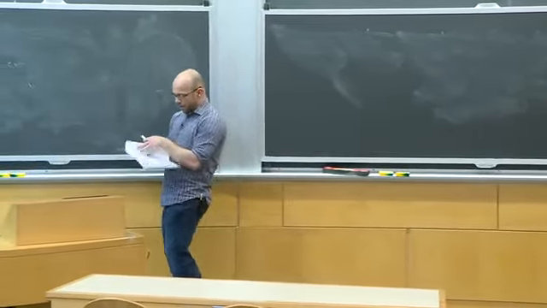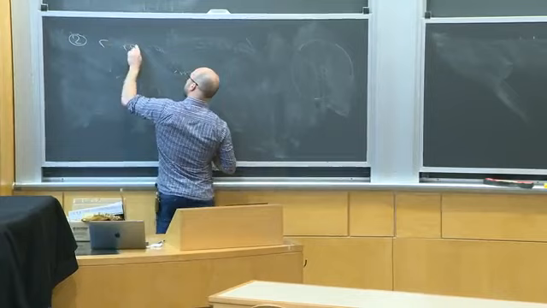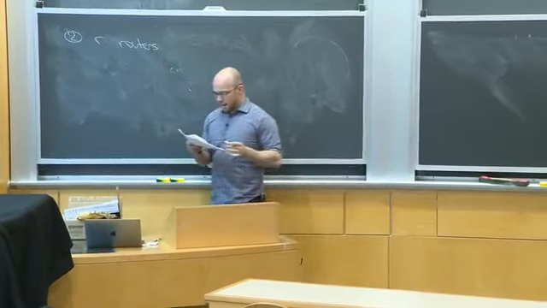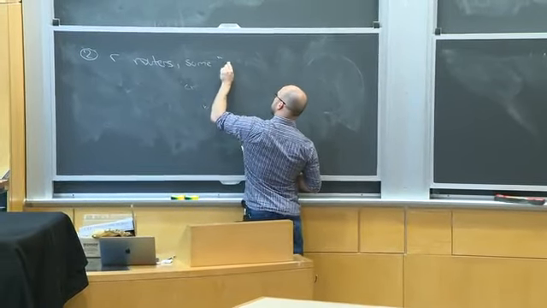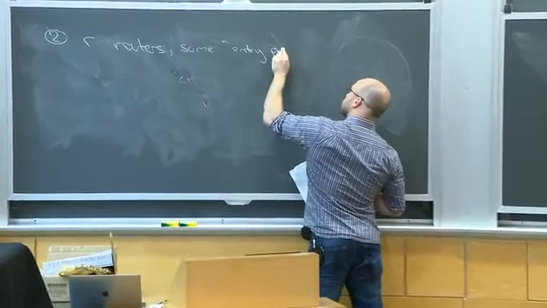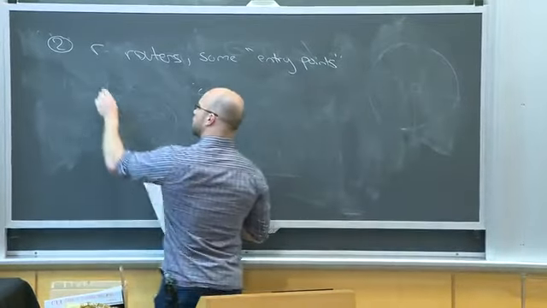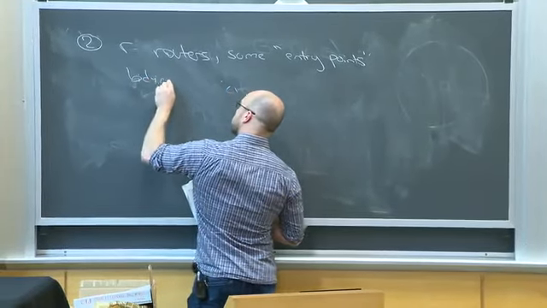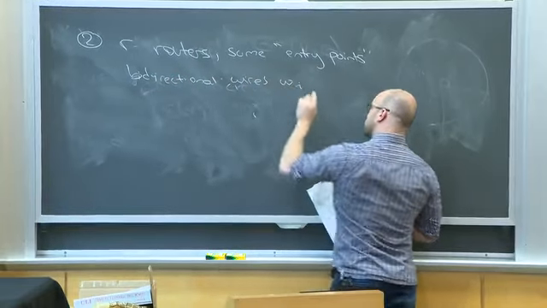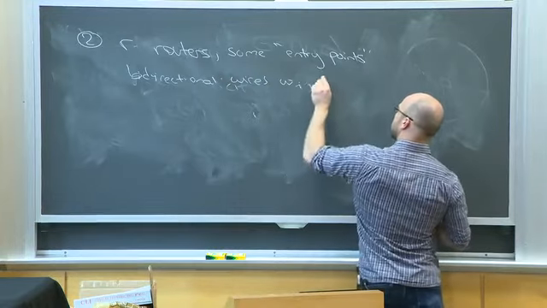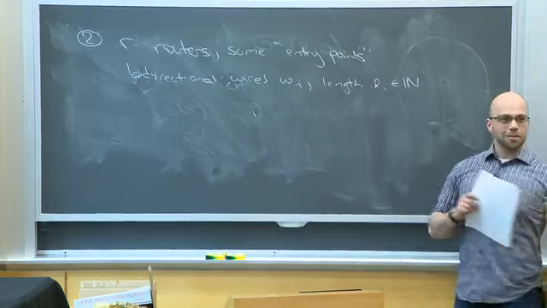OK. So now we're going to do problem 2 here. We're given R routers, and some of them are marked as entry points. And now we have a bunch of bidirectional wires, w_i, each of which has length l_i, and that's a positive integer value here.